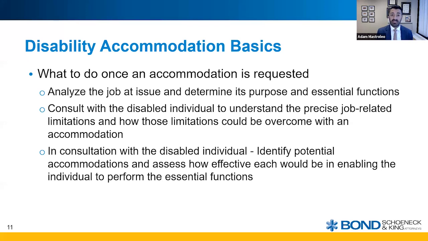So you consult with the individual with the disability. In consultation, after you've talked to the individual with the disability, you then can identify potential accommodations and assess how effective each accommodation would be to enable the individual to perform the essential functions. It's important to note here that you don't have to provide the employee's preferred accommodation. You have to provide an effective accommodation. So you have to provide something that addresses the issues that are raised by the employee's condition, not necessarily exactly what the employee wants.